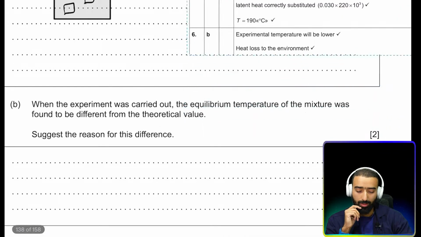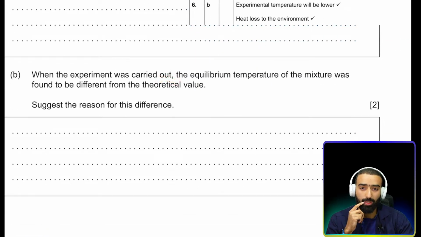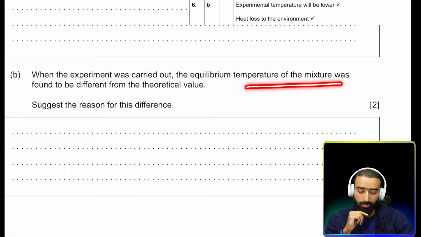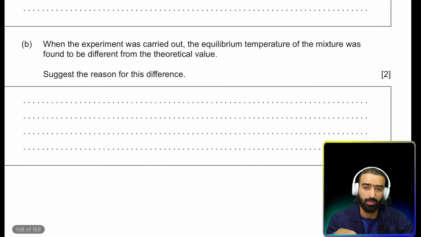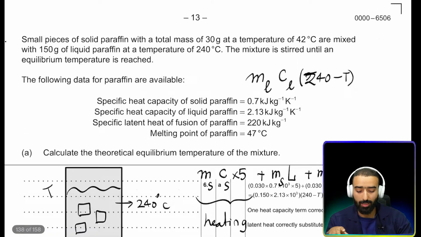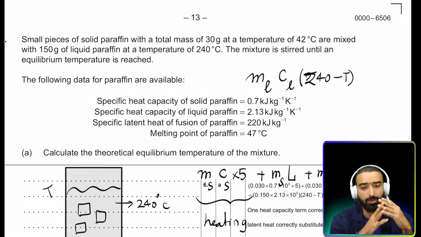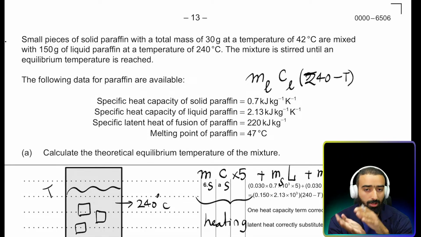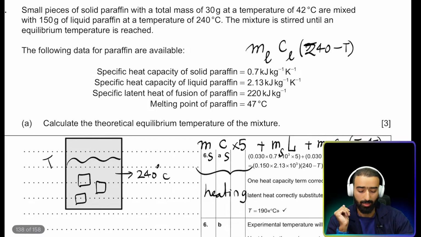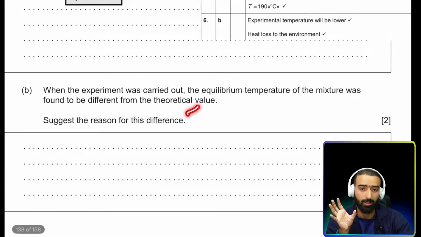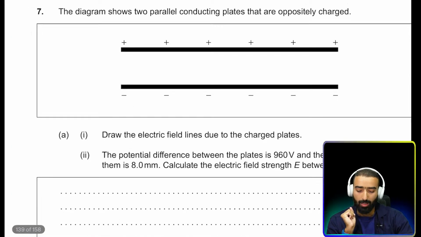Okay, let's move on to the next part of the question. When the experiment was carried out, the equilibrium temperature of the mixture was found to be different from the theoretical value. What's the reason for this? The reason is in our calculations, we assume that the liquid paraffin, whatever heat it loses, is going to go entirely into the solid paraffin blocks. That's not entirely true. Some of the heat is lost. So that's why we are going to get a different value from the theoretical value. Okay, question 7.